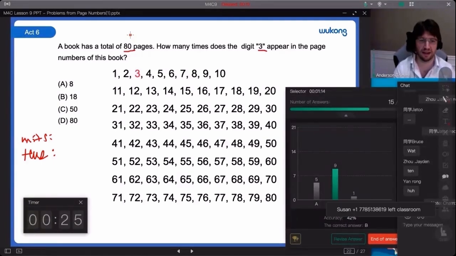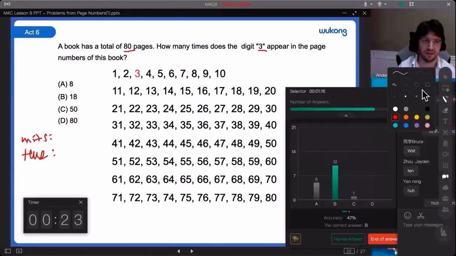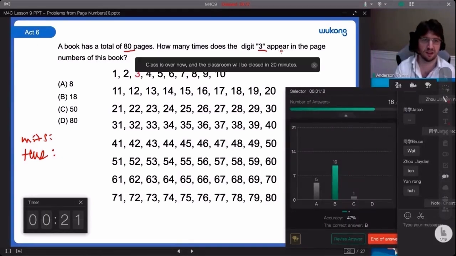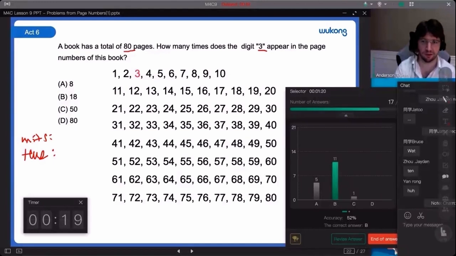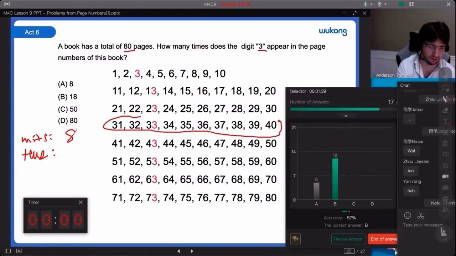All right, 25 seconds left. So you're just counting all the 3s, but remember to do it systematically. So in the ones place, right, each row is going to give you 1. So how many rows? 1, 2, 3, 4, 5, 6, 7, 8. And then last step, how many times does 3 appear in the tens place? You got to look at this row. Not the last number there.